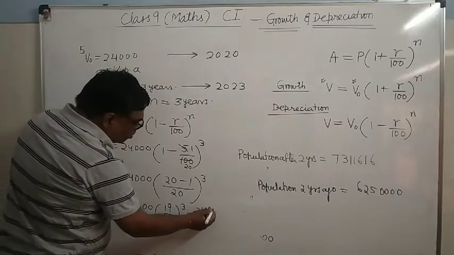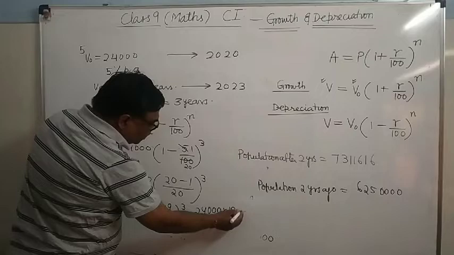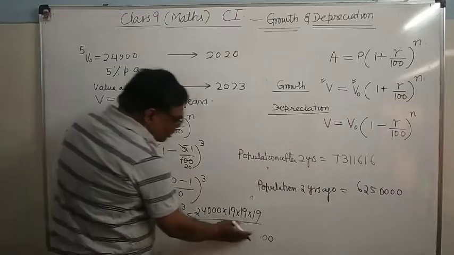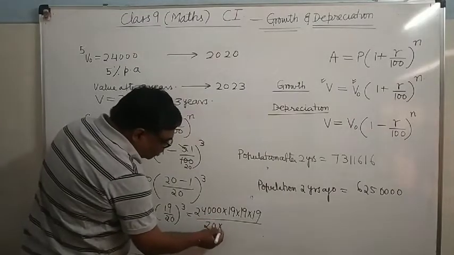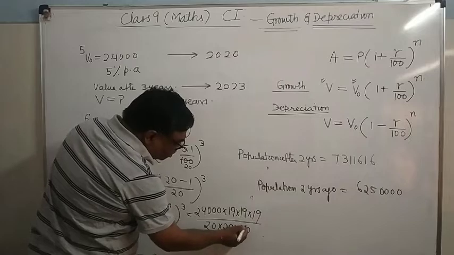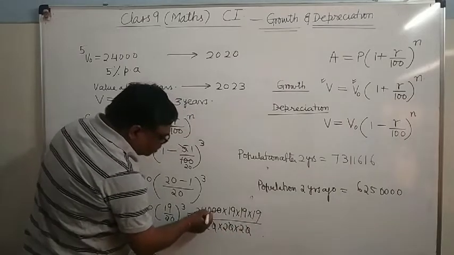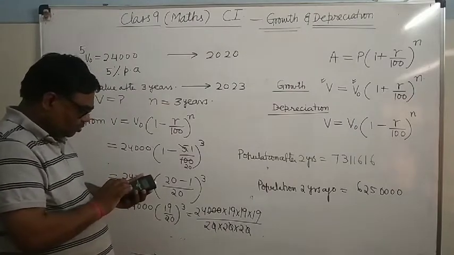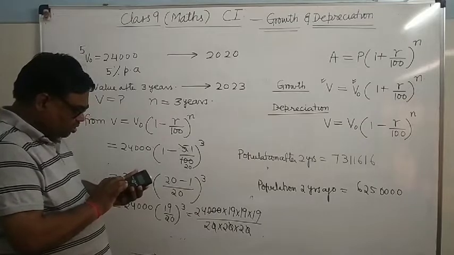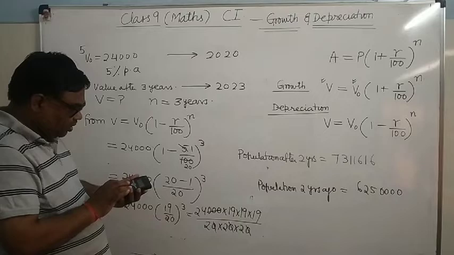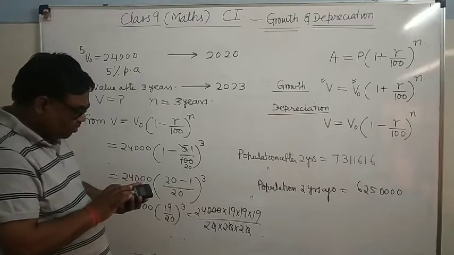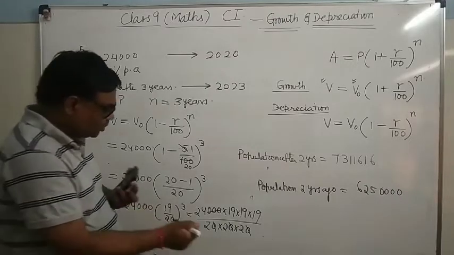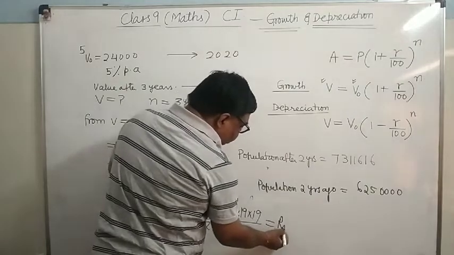So 24,000 into 19 into 19 into 19. Cube means power 3 means that thing will be multiplied 3 times. So 20 into 20 into 20. So all zeros will cancel to this. So you simplify this, I am doing here. So it is equals to 361 into 19 into 24 divided by 8. So it is 20577. This we will write in rupees because this is the cost.